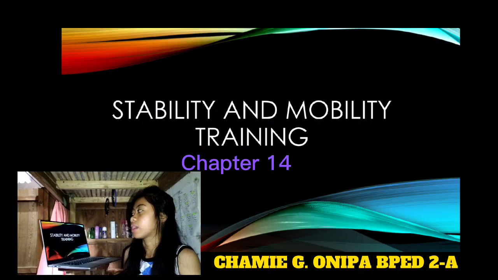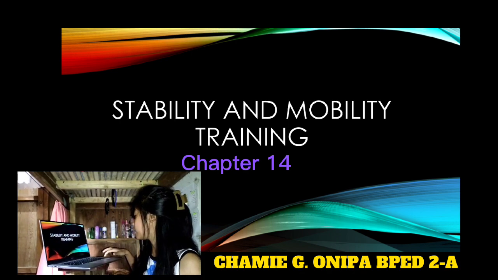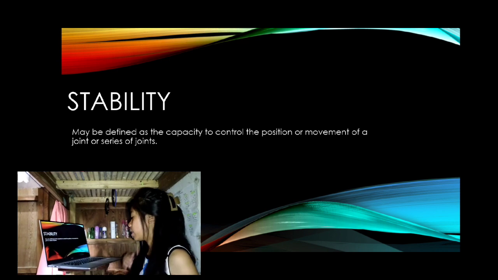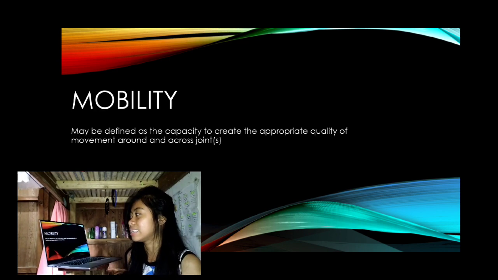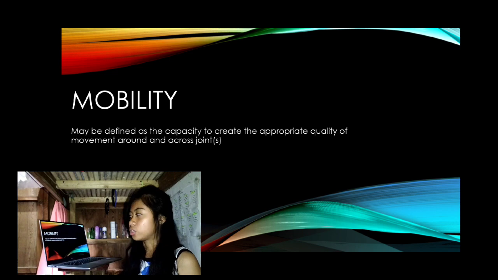The topic that we've been discussing for today is all about the stability and mobility chain. Stability may be defined as the capacity to control the position or movement of a joint or a series of joints. And mobility may be defined as the capacity to create the appropriate quality of movement around and across a joint or joints. To further explain the relationship between stability and mobility, let's all watch the video.